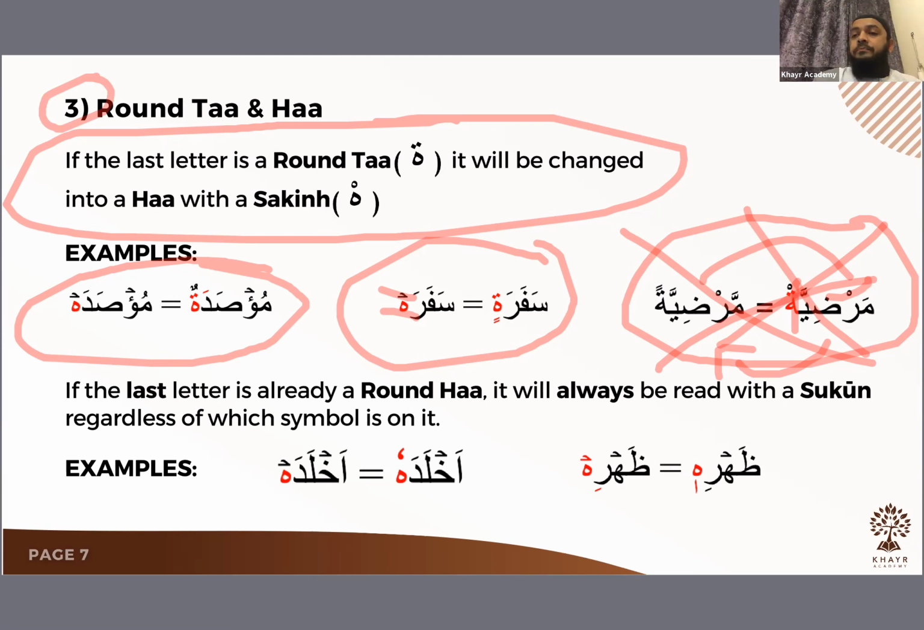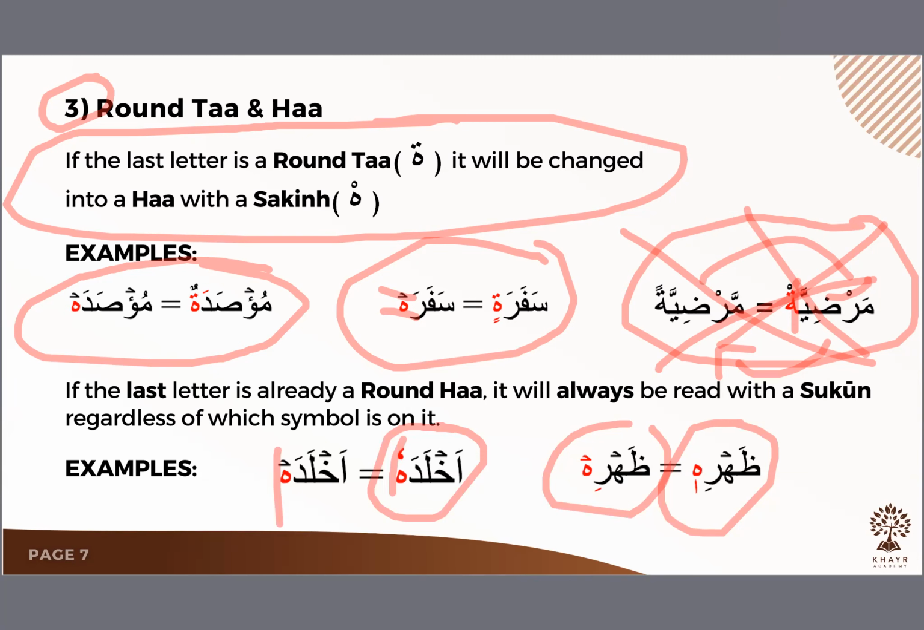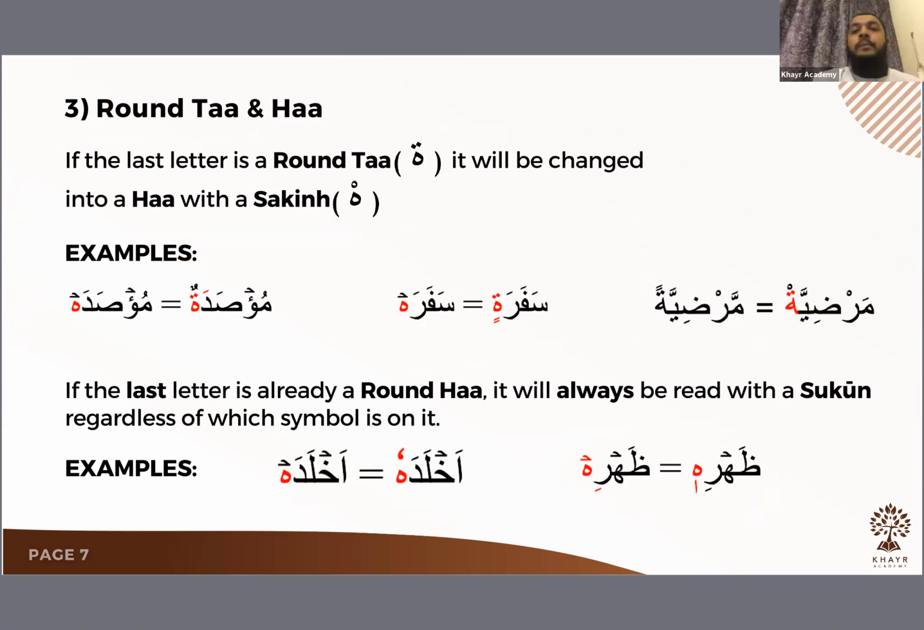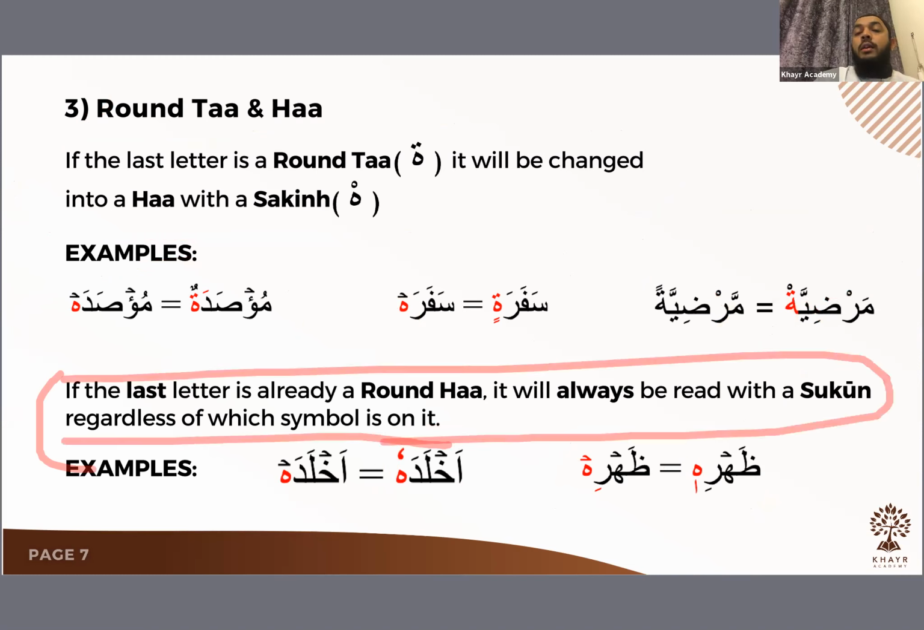Even if it's stretching, it doesn't matter. Look at this. ظهره. You are stretching, but when you stop, it becomes a sakin. يحسب أن ماله أخلده ويل لكل همزة لمزة. يحسب أن ماله أخلده. The ha has an upside down dhamma, but when we stop, it is with a sakin. If the last letter is already a round ha, it will always be read with the sakin, regardless of the symbol. So ta and ha, the rules are done.